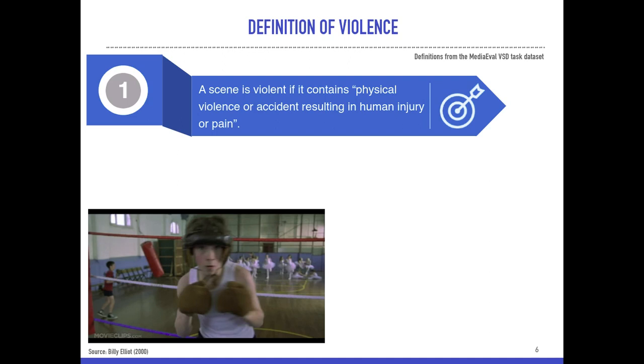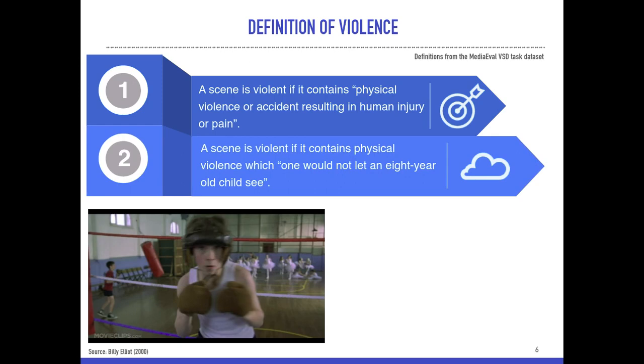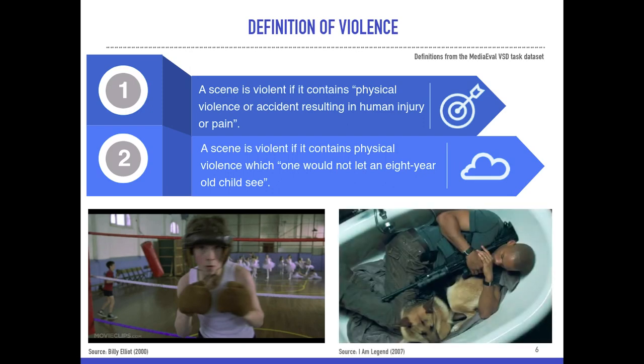So the MediaEval VSD dataset has yet another definition. They have a second definition that says that a scene is violent if it contains physical violence, which one would not let an 8-year-old child see. This is an attempt to broaden the scope of what a violent scene can be, but we still remain with some difficult cases. For example, in this scene, we have a man sleeping while holding a gun. Is it appropriate to let an 8-year-old child see this? We can argue both ways again.